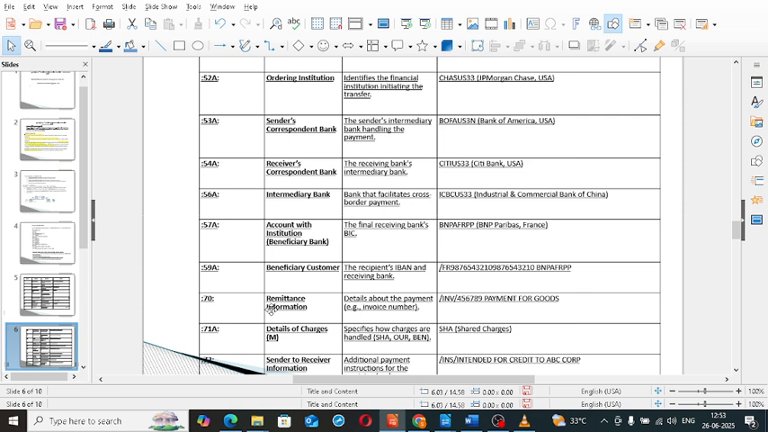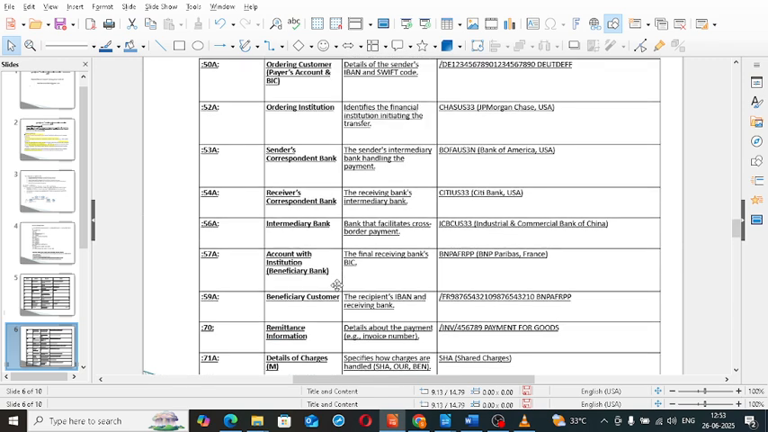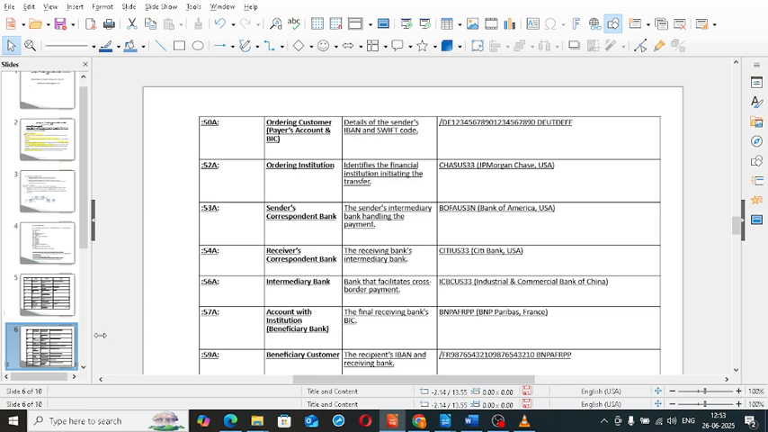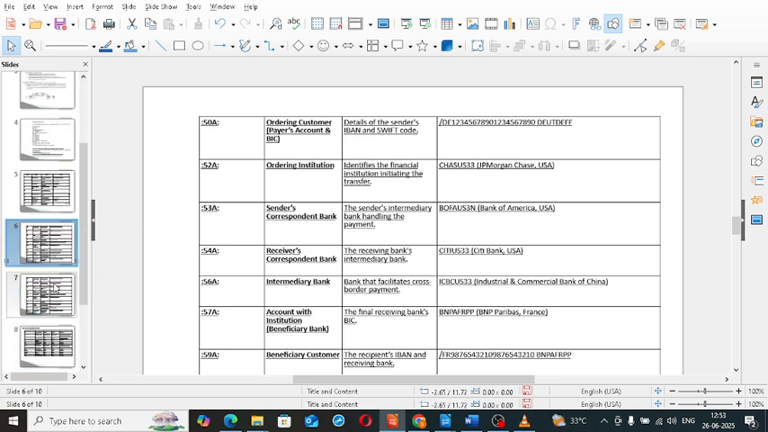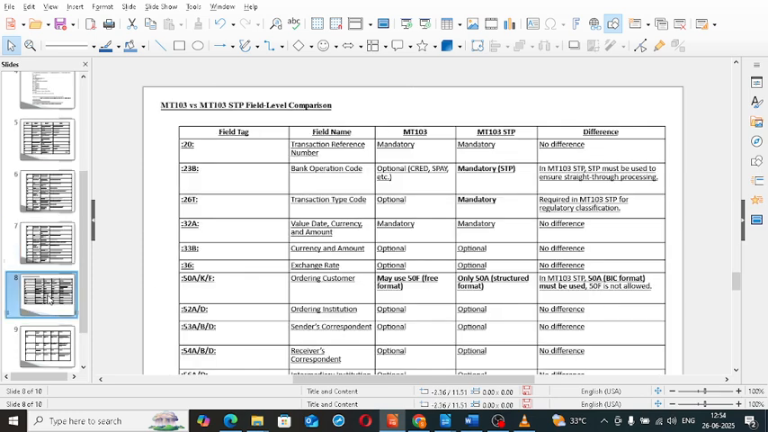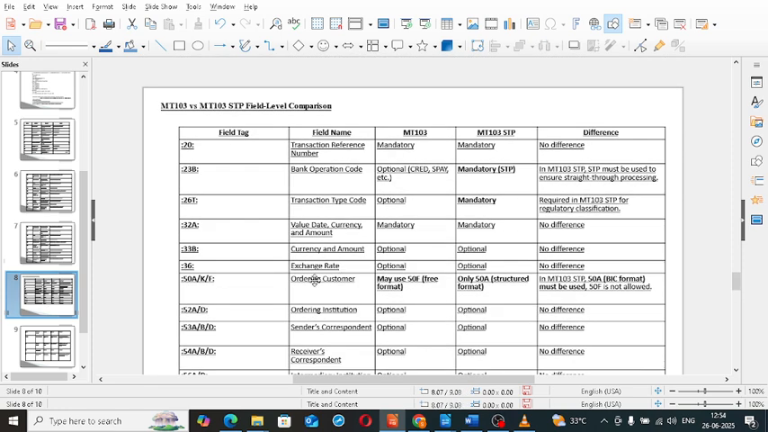71A is charges, which is mandatory for MT103 STP. 72 is sender to receiver information. These are the basics only, and now we will go with the comparison of MT103 and MT103 STP. Next, we compare MT103 and MT103 STP in this slide.